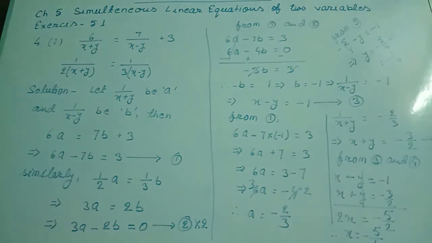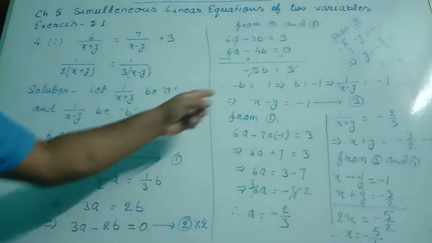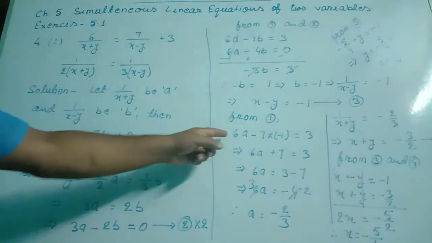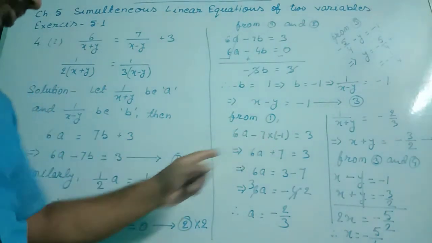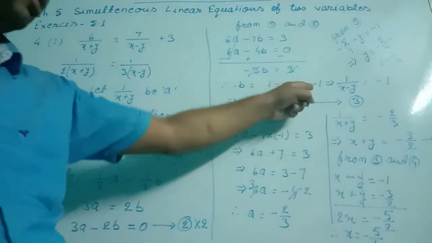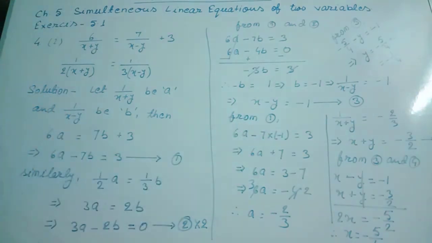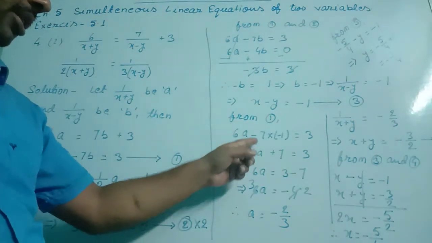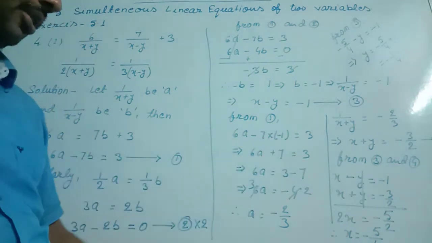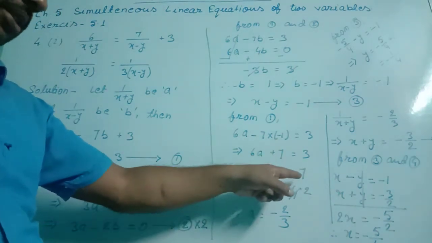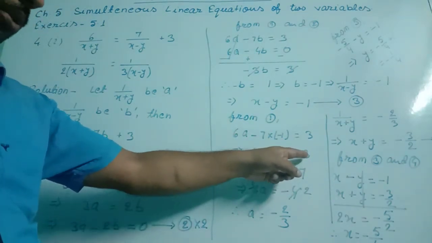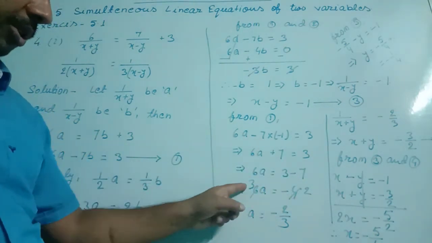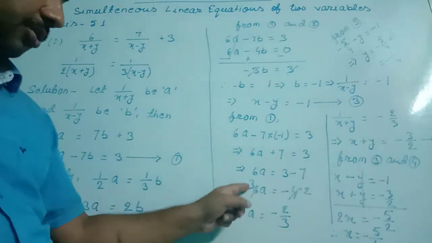Now I kept the value of b, minus 1, in equation number 1. So from 1 we get 6a minus 7 into minus 1, because here is b and the value of b is minus 1. 6a minus 7 into minus 1 equal to 3. This minus and minus is plus, so 6a plus 7 equal to 3. So 6a equal to 3 minus 7, because plus 7 will go that side and become minus 7. So 6a equal to minus 4, a equal to minus 2 by 3.